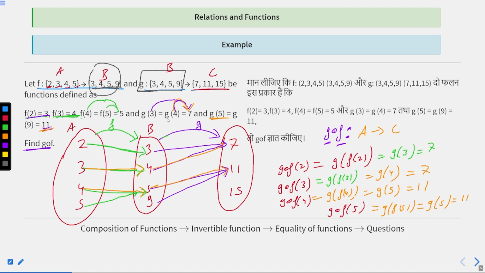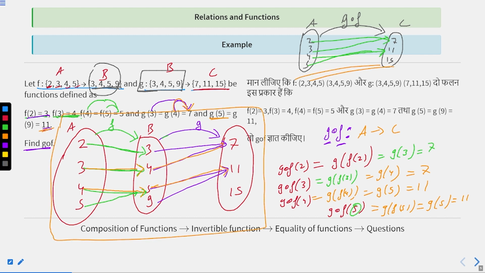So if you draw this A to C arrow diagram, and this function is g of f, with 2, 3, 4, 5 and over here 7, 11, the output set C is 7, 11 and 15. Now, 2 is related to 7. 3 is also related to 7. 4 is related to 11, and 5 is related to 11.